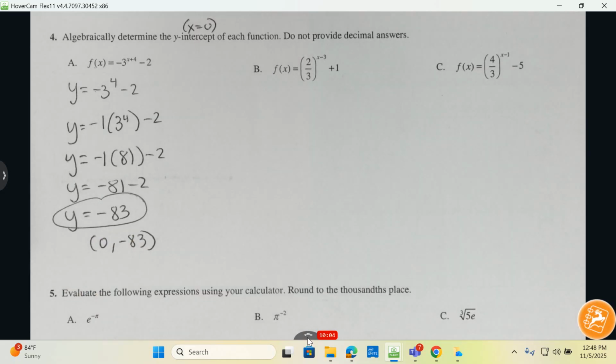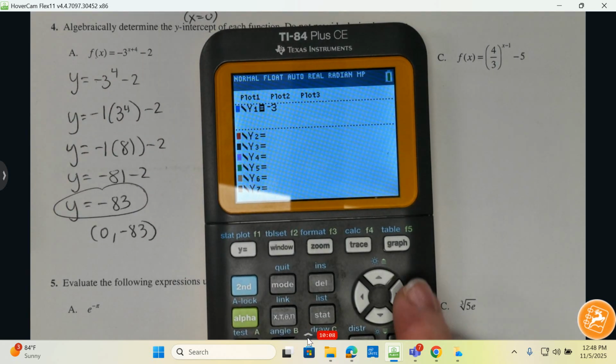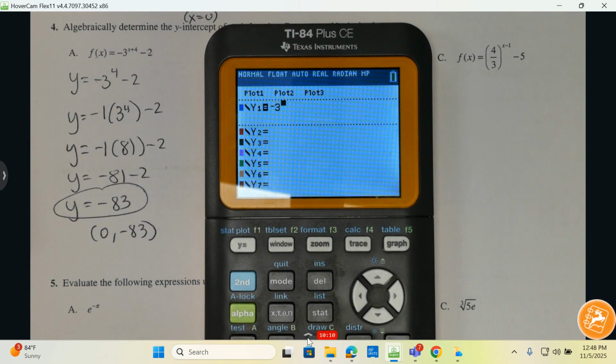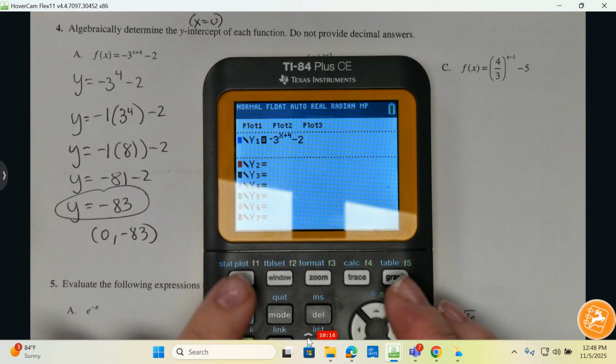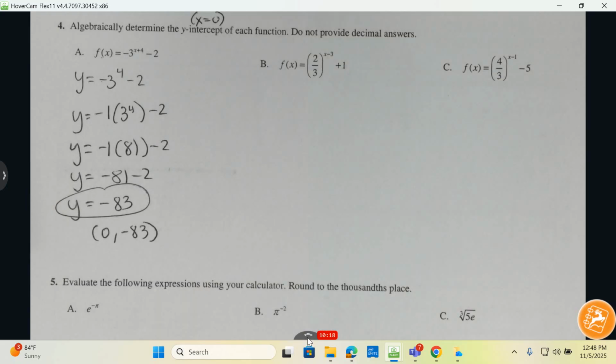Is there a way to check? There sure is. So let me plug in this equation. Negative 3 raised to the x plus 4, bring it down, back down, minus 2. And when we check here and we go to 0, we can see 0 is associated with negative 83. Let's go ahead and let's go on to part B.